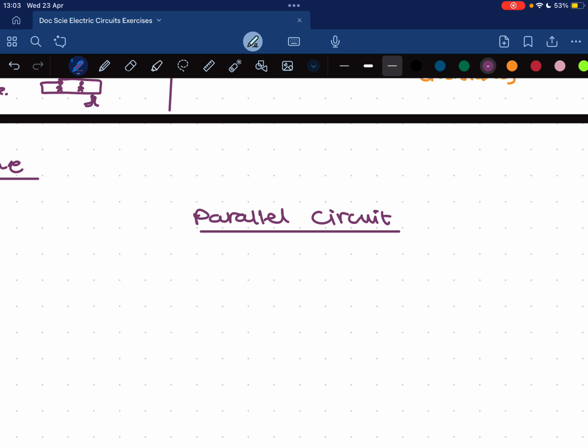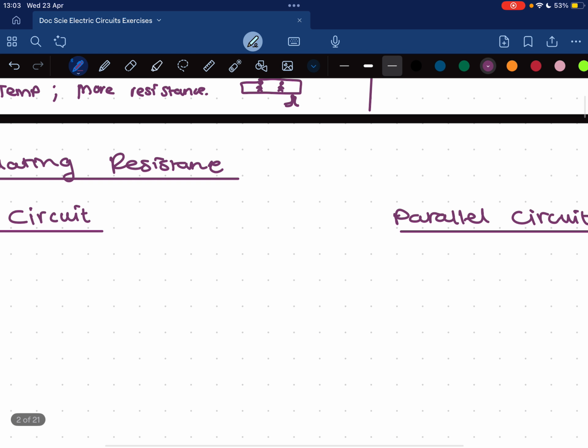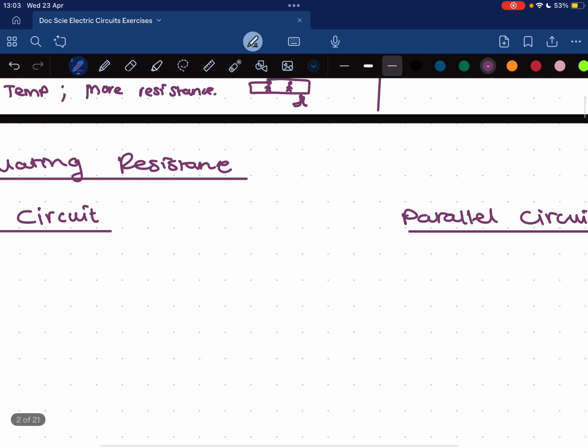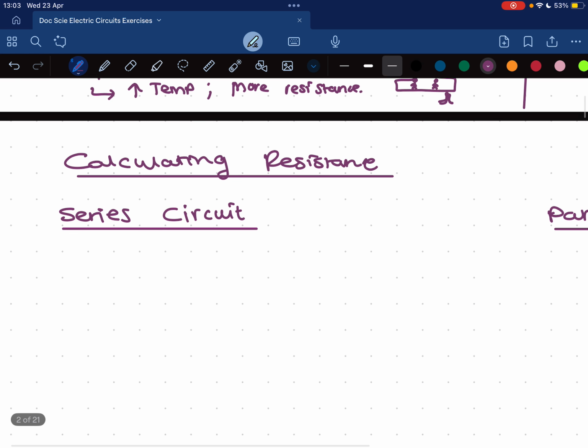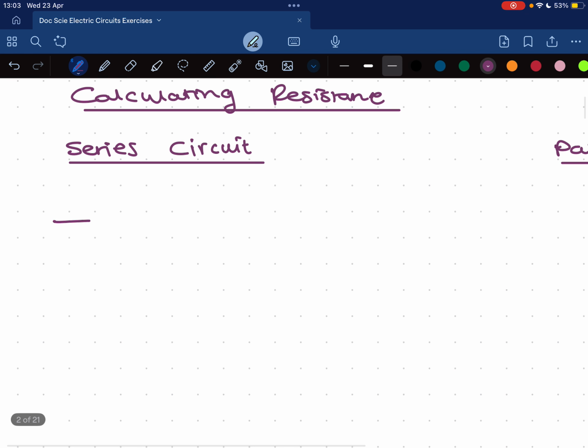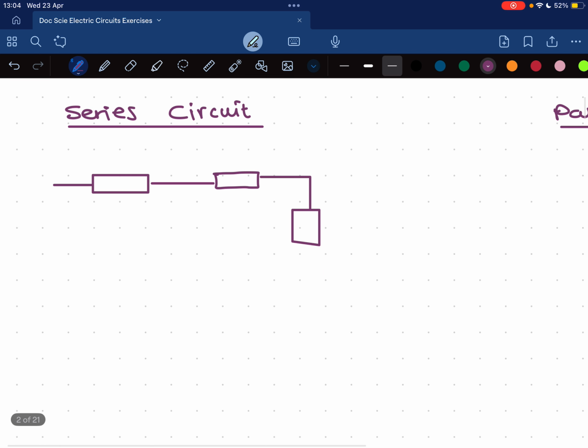So this is just basically how resistors are arranged. In a series circuit, the resistors are arranged in such a way that there is only one pathway for the current to flow. So that is what a series circuit is.